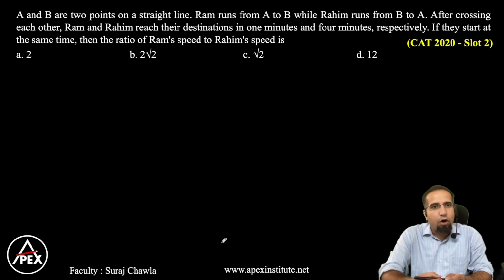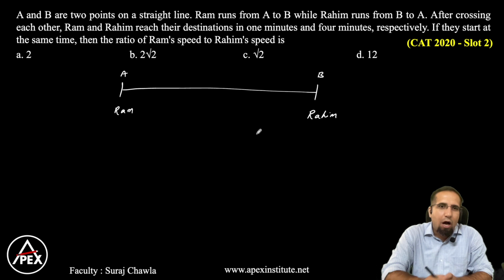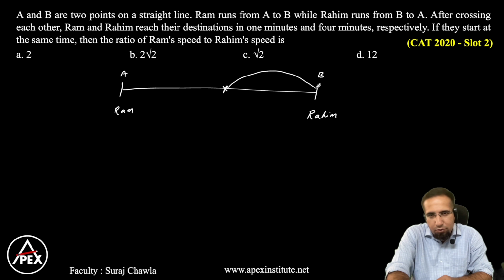Right, let's look at this. Now A and B are 2 points on a straight line. Ram runs from A to B while Rahim runs from B to A. Okay. So I have Ram starting from here and I have Rahim starting from here. After crossing each other, let's say they cross somewhere, they reach their destinations. So Ram takes 1 minute to reach from here to here, and Rahim takes 4 minutes to reach from here to here.